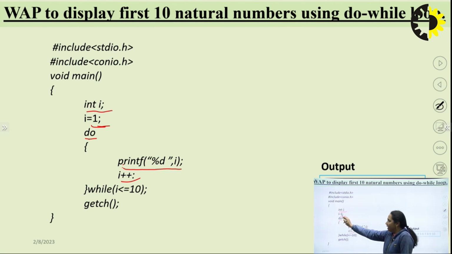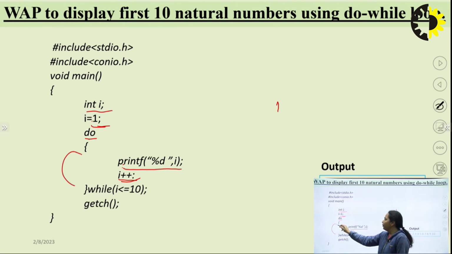So when I is equal to 1, it will enter the body of the loop and print I. I is what? I is 1. So it will print 1. After that it will increase the value of I by 1. Now the value of I is 2. Now the condition is checked. While I is less than or equal to 10. Yes, the condition is true because I is 2 now. It is less than or equal to 10.